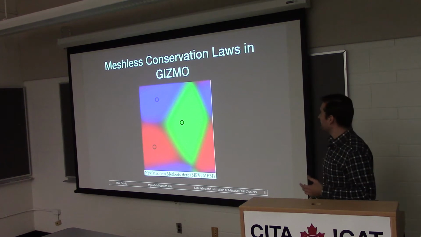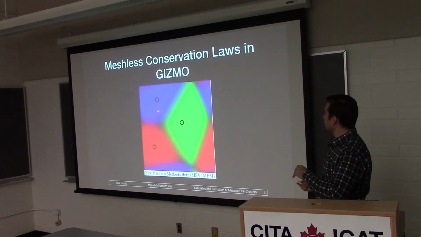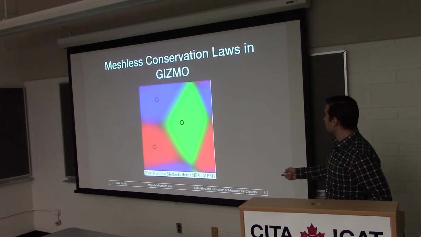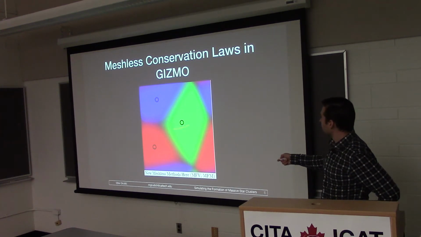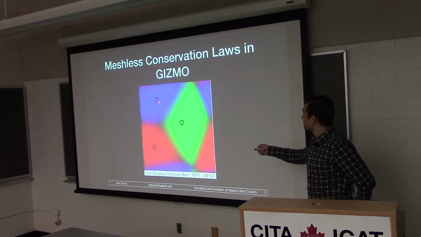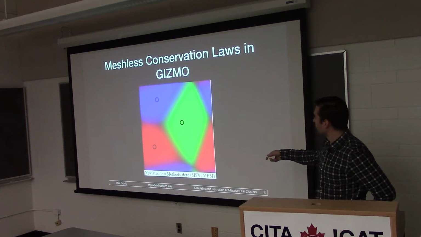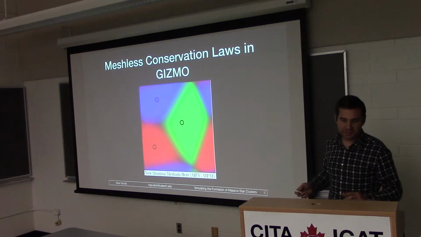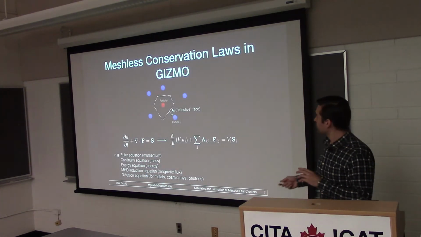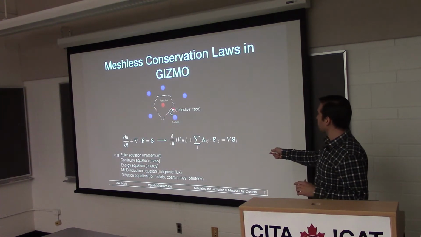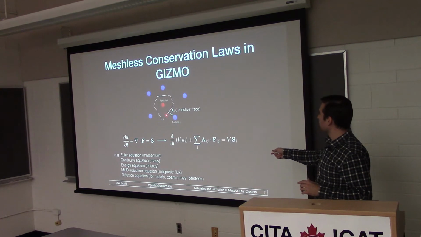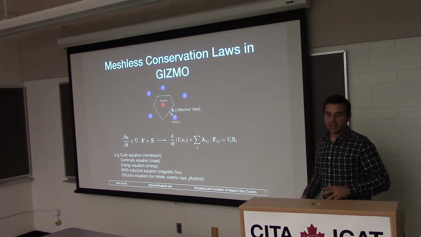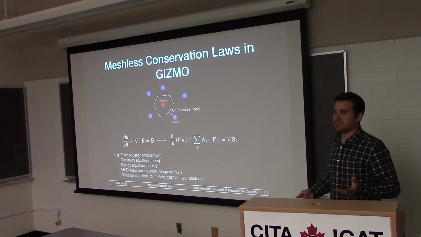So the idea is that you have a scheme for assigning different parts of the simulation domain to each particle. So this green area belongs to this particle, this blue area belongs to this particle. And from that partitioning scheme, called a partition of unity, you can construct the effective faces between two particles, which you can then use to determine the flux and evolve any conservation equation.